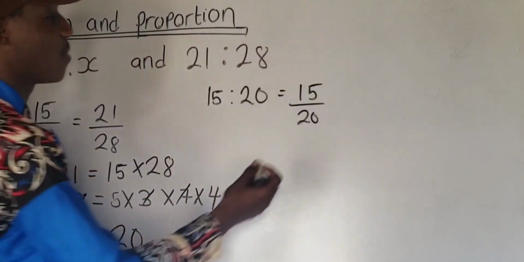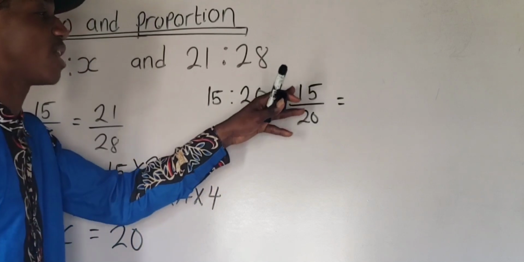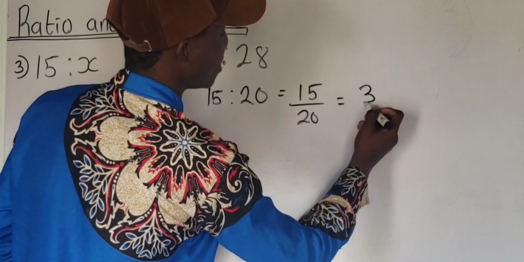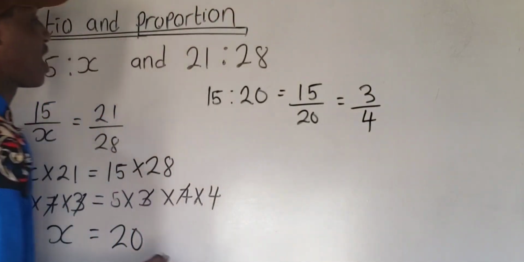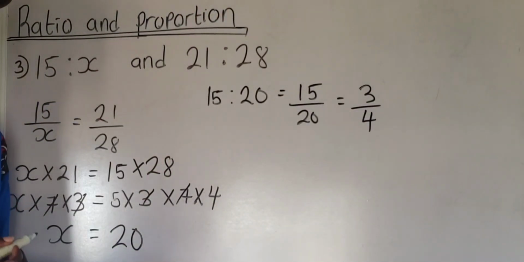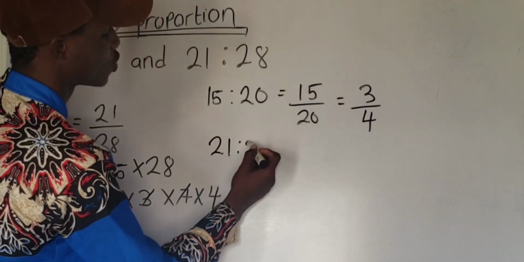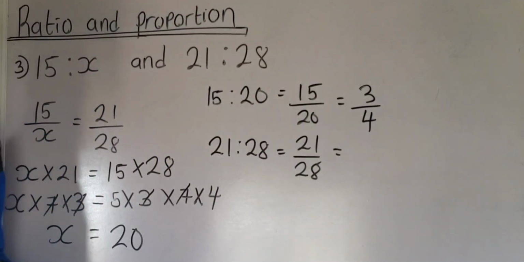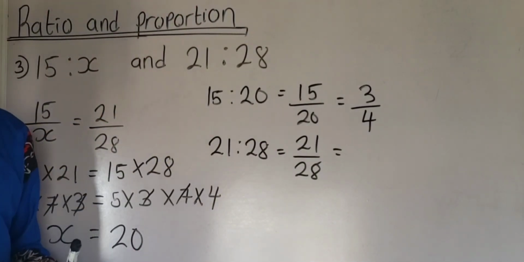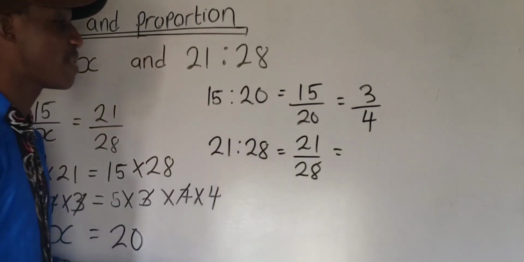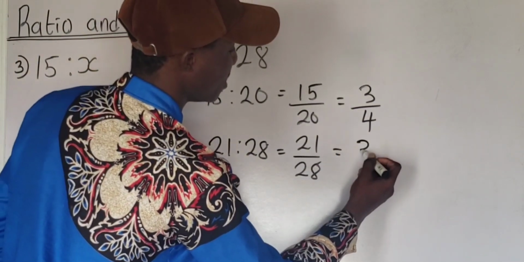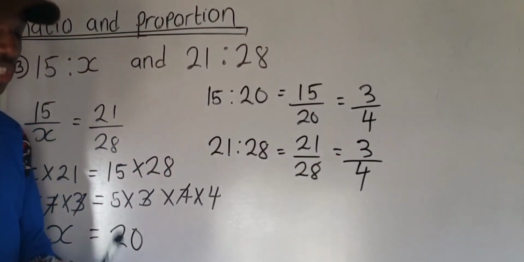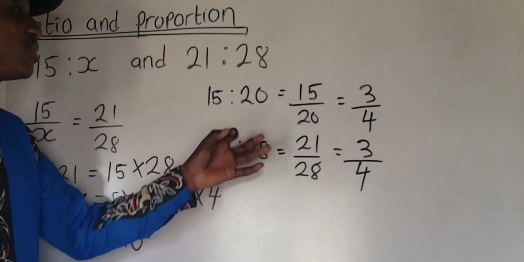Now we can reduce this fraction by dividing the numerator and the denominator by 5. So I'm going to have 3 all over 4. Now this one we have 21 ratio 28, which can be written as 21 all over 28. Now we can reduce this fraction by dividing the numerator and the denominator by 7. So 21 divided by 7 is 3, and 28 divided by 7 is what? 4.